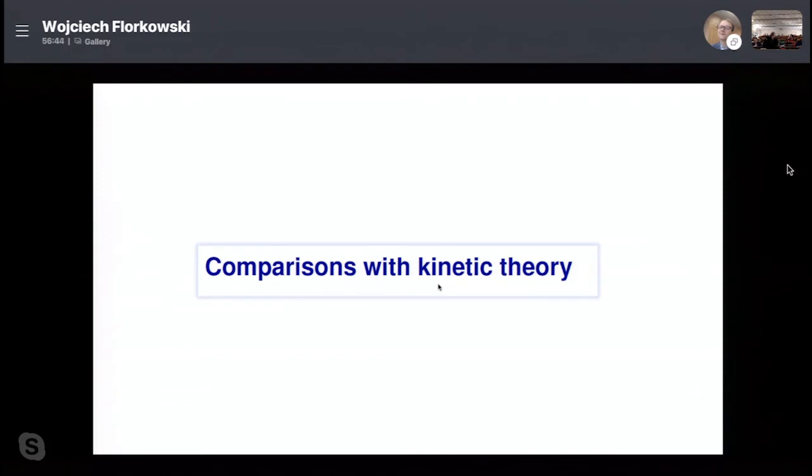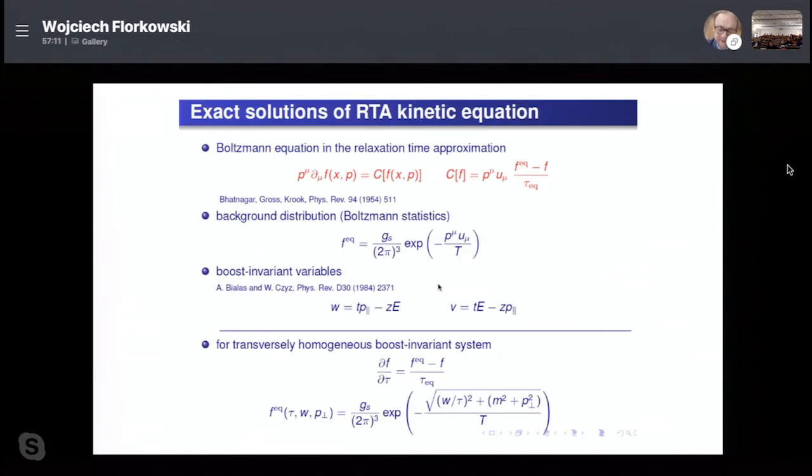Okay. So I'm going now to discuss comparisons with the kinetic theory, comparisons of hydrodynamic models which are constructed with the help of the kinetic theory. So effective theories with the microscopic original theories. It is possible if we really have exact solutions of the microscopic theory, and this is possible if we have very simple systems.